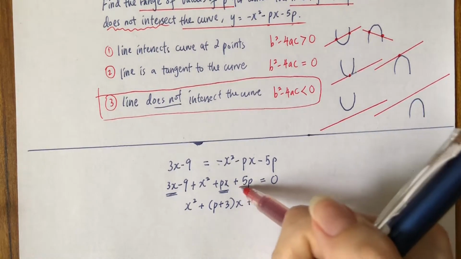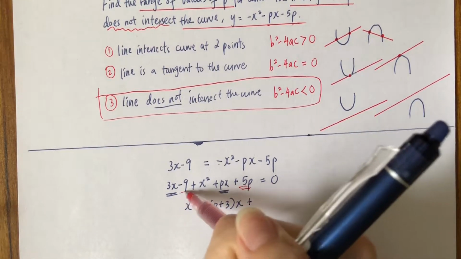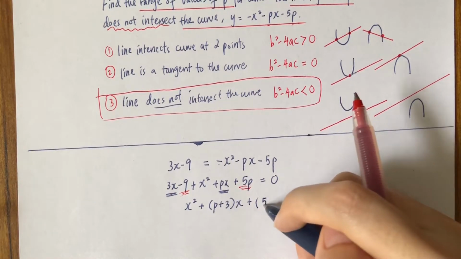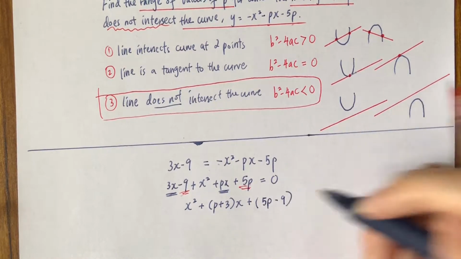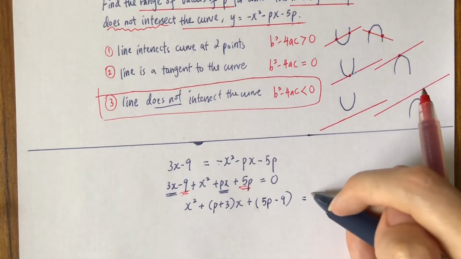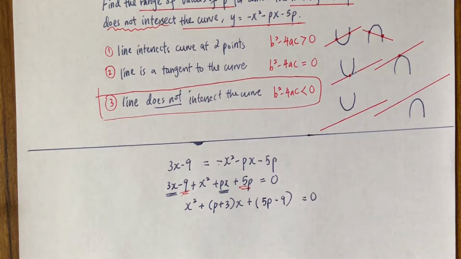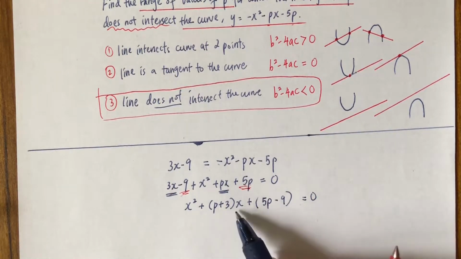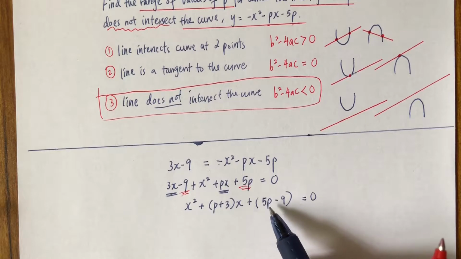So I have a plus 5p and a minus 9. So in a group, they will be 5p minus 9. Okay, and don't forget, they are equal to 0. So with these, I have a proper equation: x squared term, x term, and the constants.